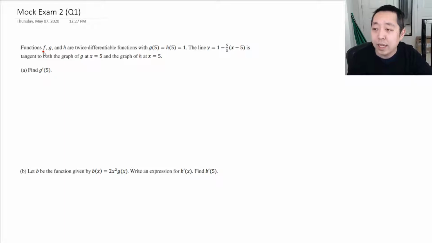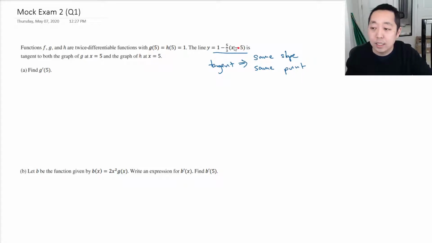So f, g, and h are twice differentiable functions with g of 5 equals h of 5 equals 1. The line y equals 1 minus 5/3 times (x minus 5) is tangent to both the graph of g and the graph of h. Okay, so this is important to remember. What does tangent mean? In my mind, when I see a tangent line, it has the same slope and goes through the same point. That means this line must touch g, and it must have the same derivative as g at x equals 5.